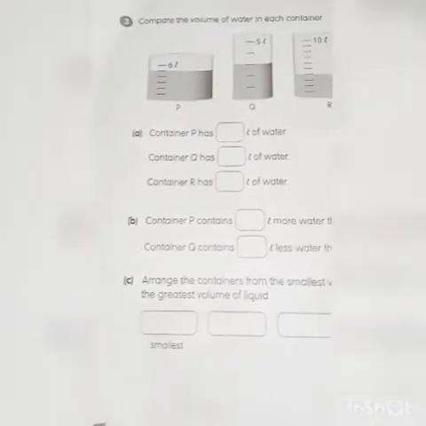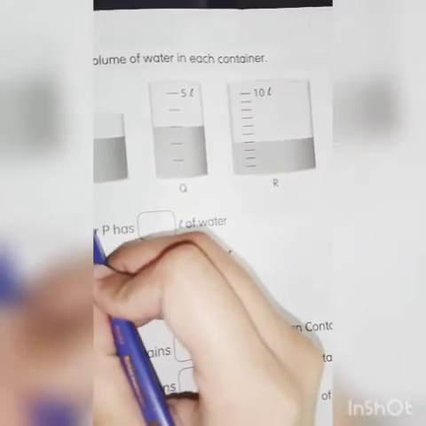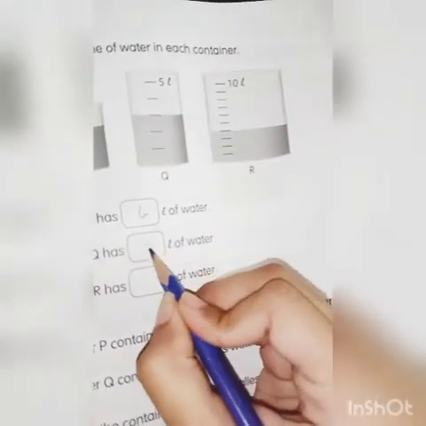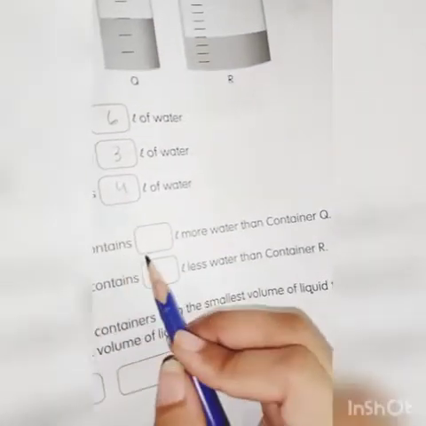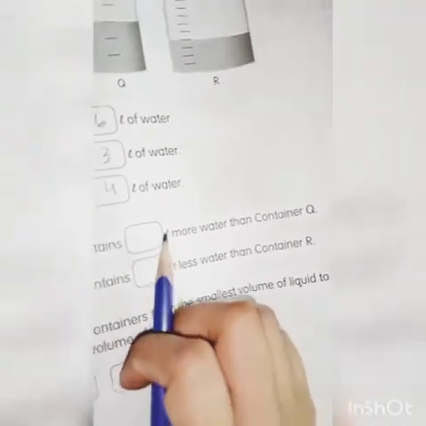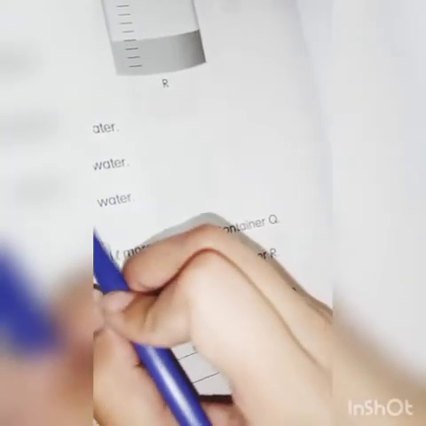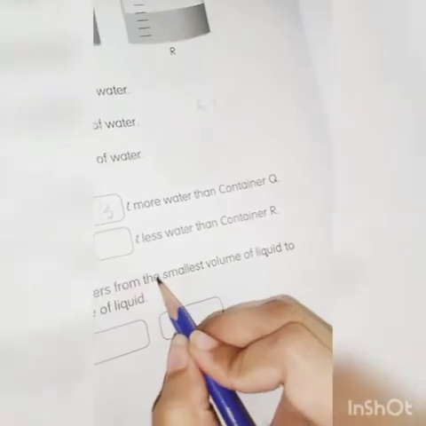Now page number 210. How many liters does container P have? 1, 2, 3, 4, 5, 6 liters. Container Q has 3 liters, while container R has 1, 2, 3, 4 liters. Container P contains dash liters more water than container Q. So beta, P has 6, Q has 3. 6 minus 3 equals 3. 3 liters more water than container Q.